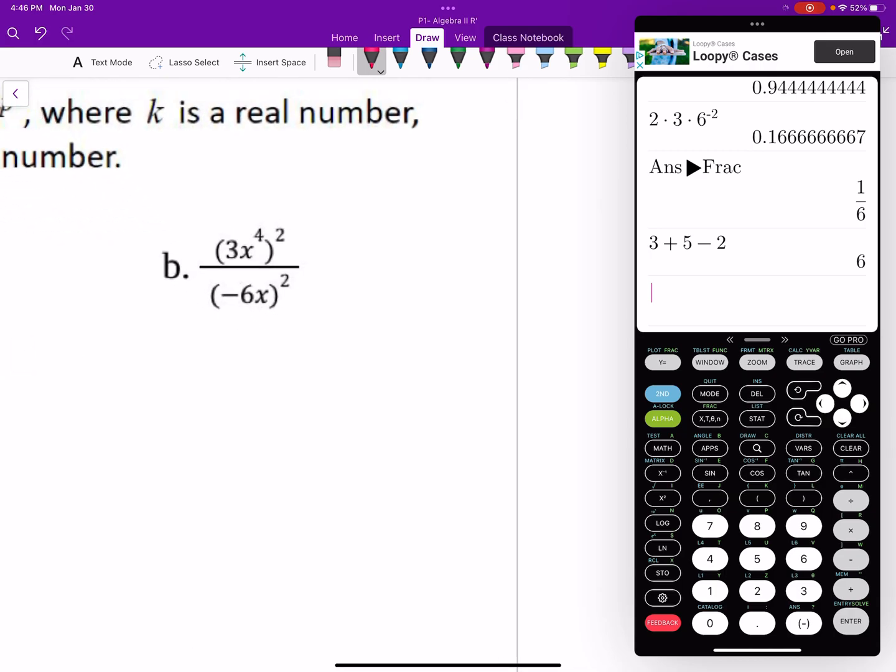Part B, we're going to start the same way. Anything that is outside of a parenthesis has to get distributed in. So the 2 on top is going to go in. We end up with a 3 squared, and x to the 8th, we want to multiply together exponents. On the bottom, distributing the 2, the entire -6 gets the squared, so you do need it in parentheses or it will be incorrect. And then x to the 2nd.